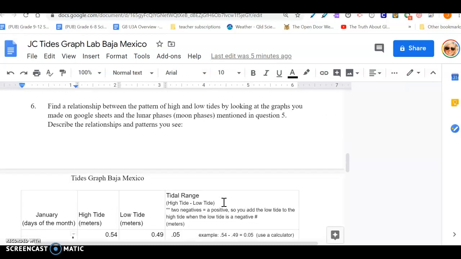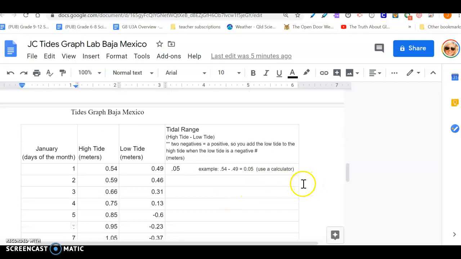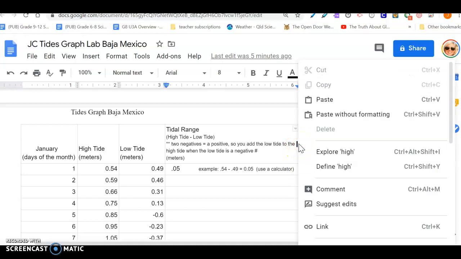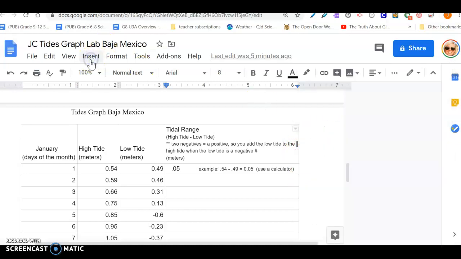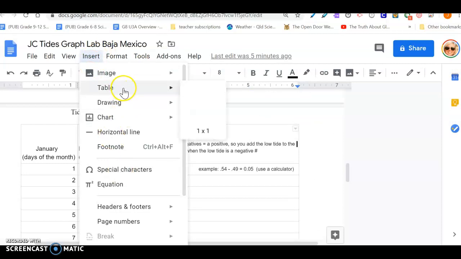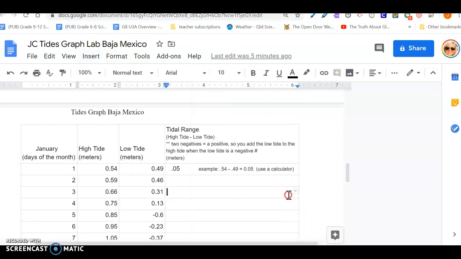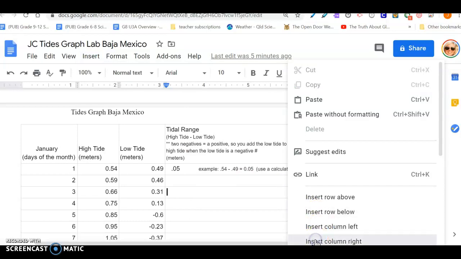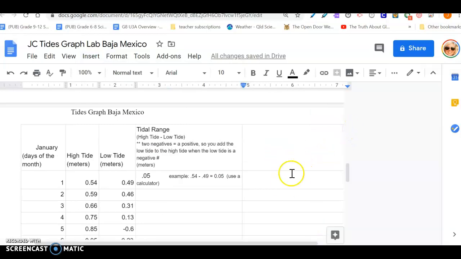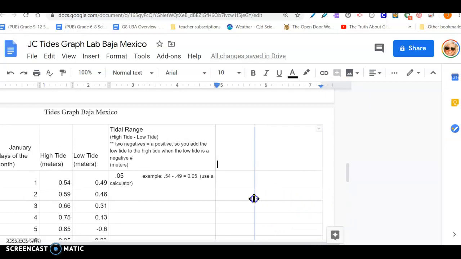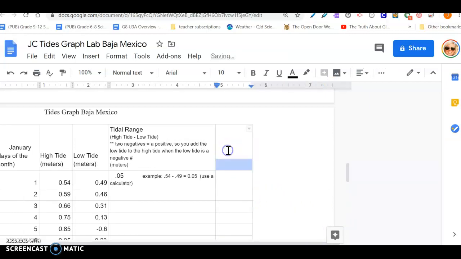So I'm going to show you the data table right here. So again, it asks you to add in the phases of the moon. I can actually add in another column here. Insert, let's see, table. Actually, I think I can do it from right here. Insert column to right. So right here, I may want to move over, and we can move this, make that smaller. And I'm going to go ahead and call this moon phases. Okay. Now you can write those dates in there.